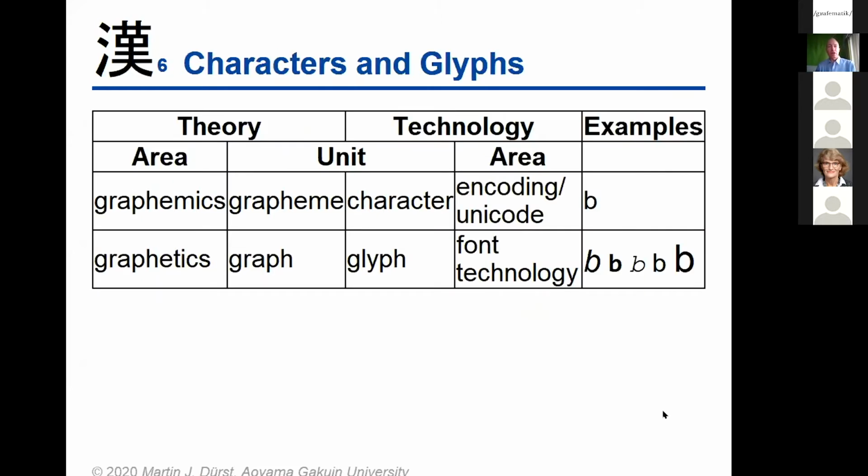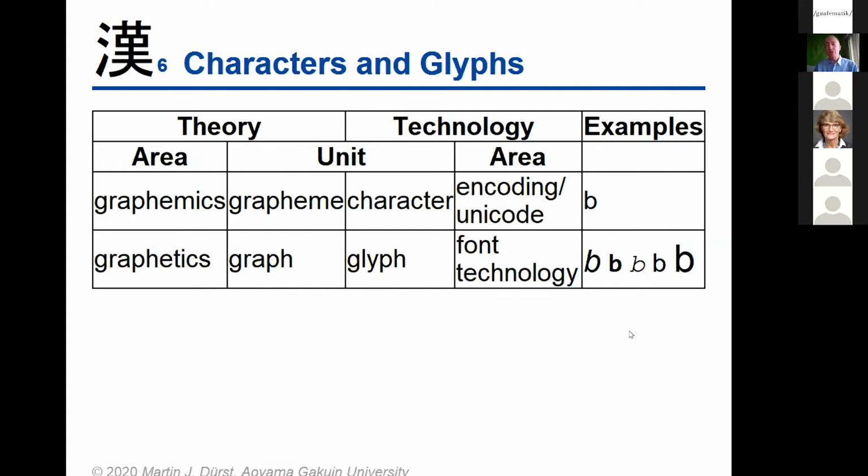Okay, this is the start of the real core of the talk. In the study of writing systems, many people distinguish between graphemics and graphetics with the units of grapheme and graph. In technology, there's a similar distinction between character and glyph. And the areas there are encoding, in particular, of course, Unicode and font technology.